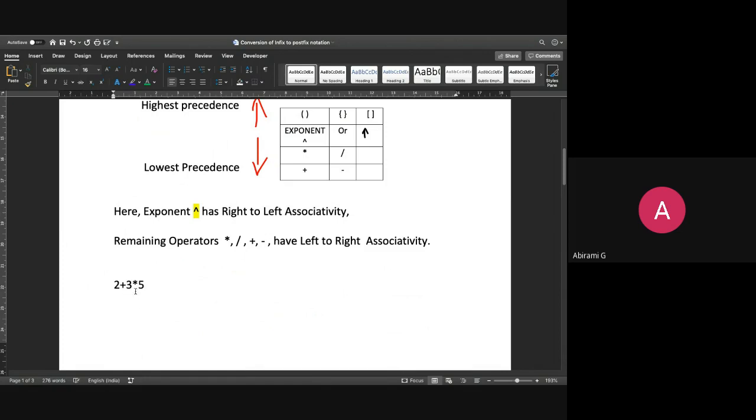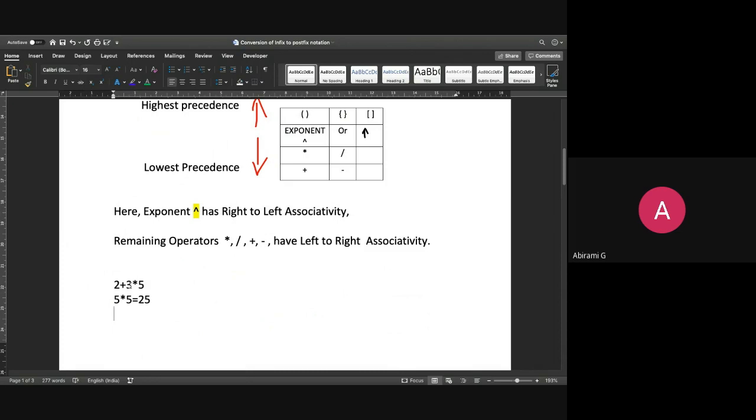So here, how do we evaluate? We can evaluate in two ways. If you don't know the precedence, which means higher precedence and lower precedence, and the associativity rule, we directly follow left to right. That is 2 plus 3, 5, into 5, that is 25. This is one answer.